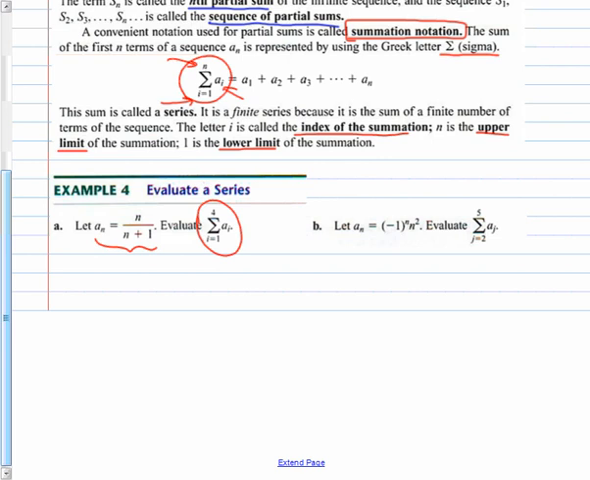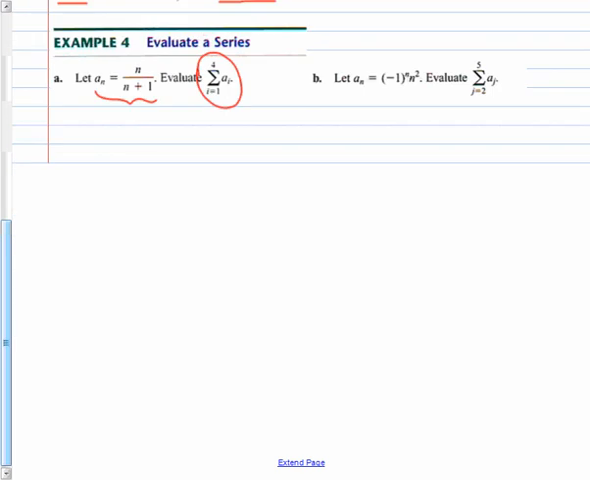That means I want to find a sub 1, the first term, plus a sub 2. I'm starting with i equals 1, so it's first a sub 1, then it's a sub 2, and I go all the way until I get to 4. That's where I stop. So that's what they're asking us to do: find the sum of the first 4 terms, from 1 to 4. And this is how I get the terms.